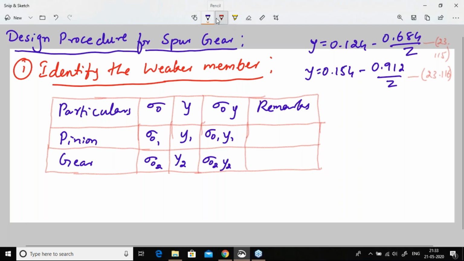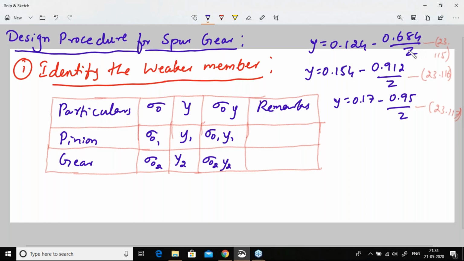Similarly, if it is a 20 degree stub, then the equation is y equals 0.175 minus 0.95 divided by Z. This equation is for 20 degree stub, and the equation number is 23.117. Depending upon which system of gear they have given, we have to use that Y equation and find out Y1 and Y2.